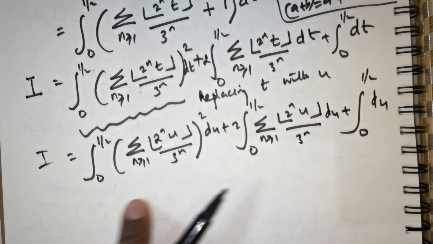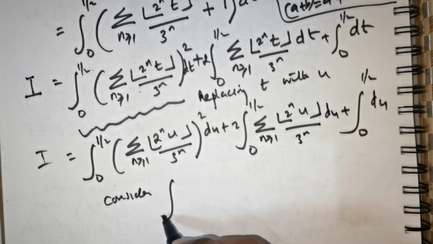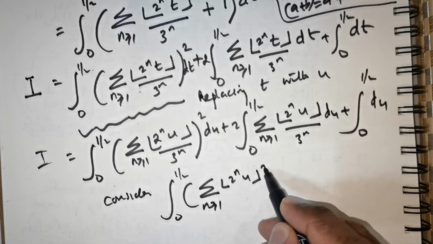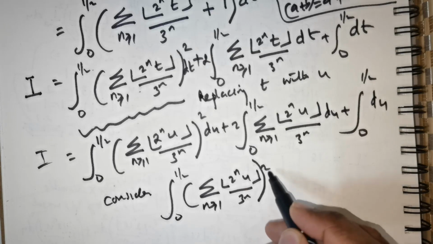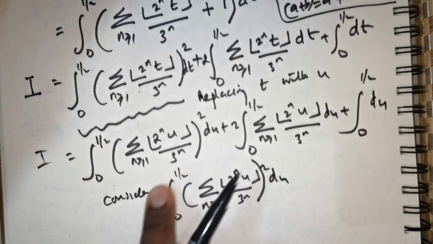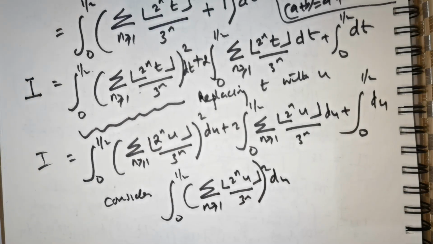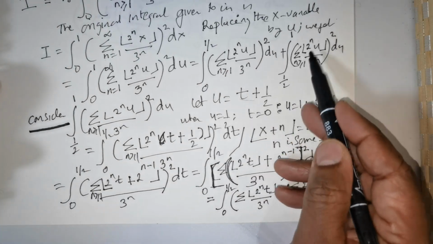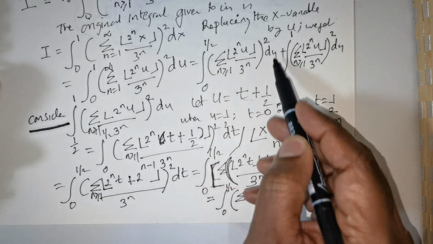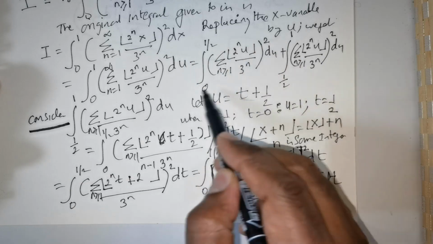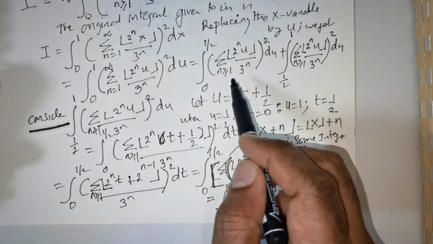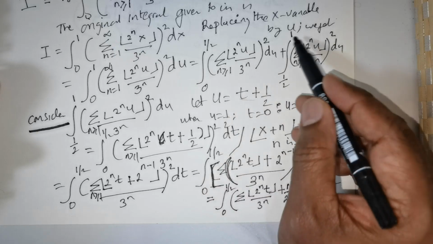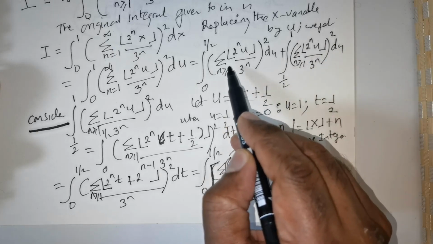Now let me consider this quantity. Consider integral 0 to 1 over 2 sigma n greater than or equal to 1 floor of 2 raised to the power of n times u divided by 3 raised to the power of n, this entire thing is raised to the power of 2 times du. Now what is this exactly? Now let me just flip and show you actually solving this. You remember I started by considering this quantity. As I mentioned to you, there is this particular integral which is the leading term. We did not do anything to the leading term. I already mentioned to you that this term can be evaluated, and it can be evaluated for the very fact that we have produced a similar term like this over here.